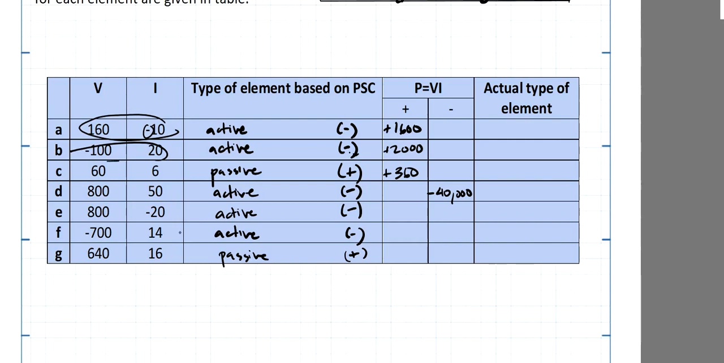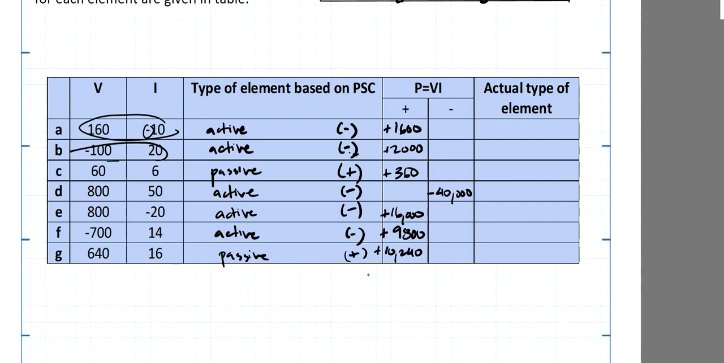Okay, next one is 800 times negative 20 times negative, that's going to be positive 16,000. And what else? Negative 700 times 14 times negative, that's positive 9,800. And for element G, this is 640 times 16, that's times positive, so this is positive 10,240.